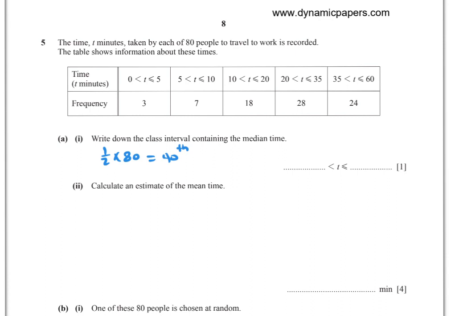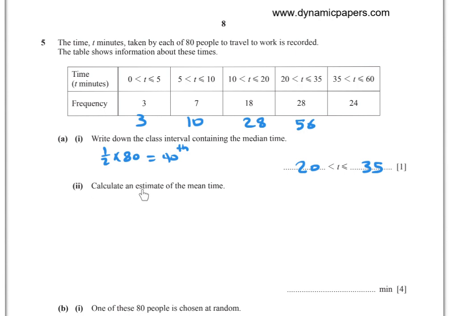Write the cumulative frequency. For the first group, just write the same number. Then add 3 plus 7, 10. Then 10 plus 18, 28. 28 plus 28, 56. Now, the 40th position is included in this class, because the first class contains the first 3, the second contains up to the 10th, the third contains up to the 28th, the fourth contains up to 56. So 40 is included in this class, from 20 to 35.